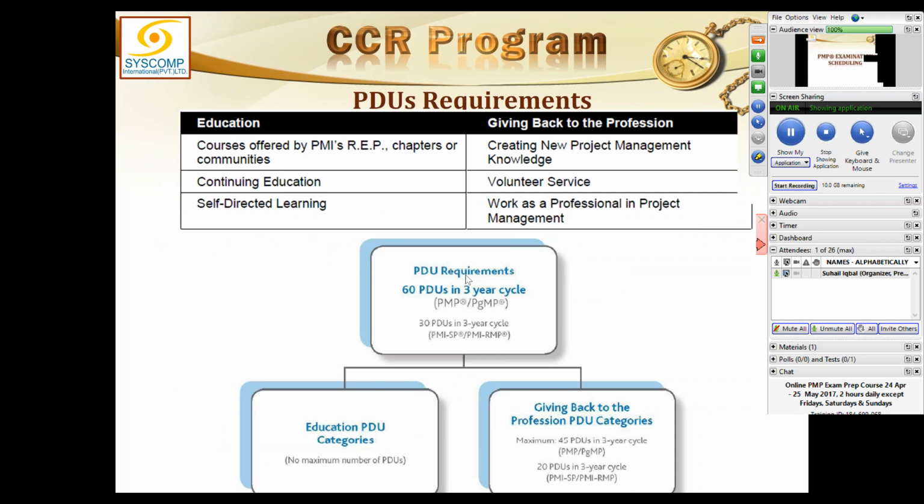Okay. These PDUs you gain, they are actually from two different categories. One are called educational PDUs and the other are called giving back to the profession PDUs. Now, educational PDUs is what you learn, the fresh knowledge about project management. That is your educational PDUs. So if you attend classes, seminars or things like that, they will add to your educational PDUs. Maybe after doing your PMP certification, you get admission in a master's class and you study project management as a subject. So the credit hours you gain from there would be translated into the educational PDUs. If you attend a seminar or a workshop on project management, you will get some PDUs from there.